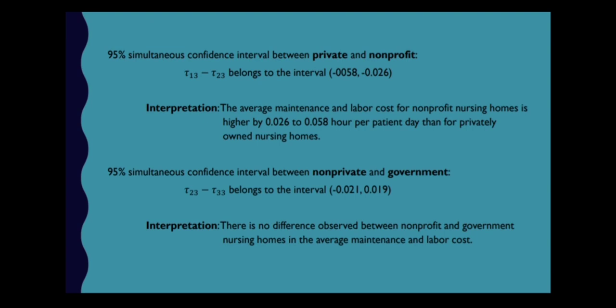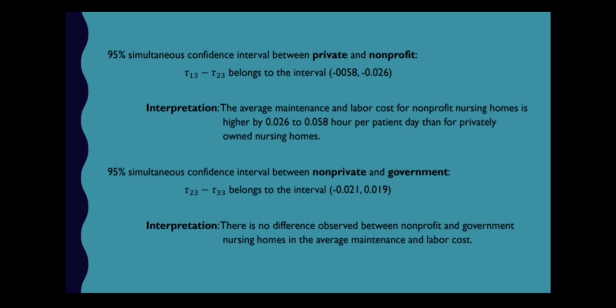The nursing house. Okay, when it is significant, then we can interpret the confidence interval. The average maintenance and labour cost, still X3, for non-profit, which is the second population, is higher because it is negative. So the second population is higher than the first population by 0.026 to 0.058 hour per patient than private.